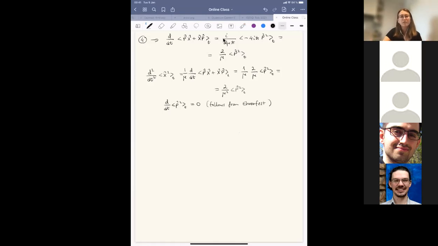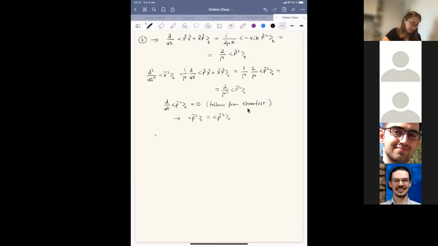And basically, physically, this can be explained as that because we have a free particle, its momentum is conserved. So by momentum here, of course, we mean the observable momentum, which is the average of the momentum. And from this, it follows that the average of p squared at time t actually equals its average at time 0, which is one of the initial conditions.